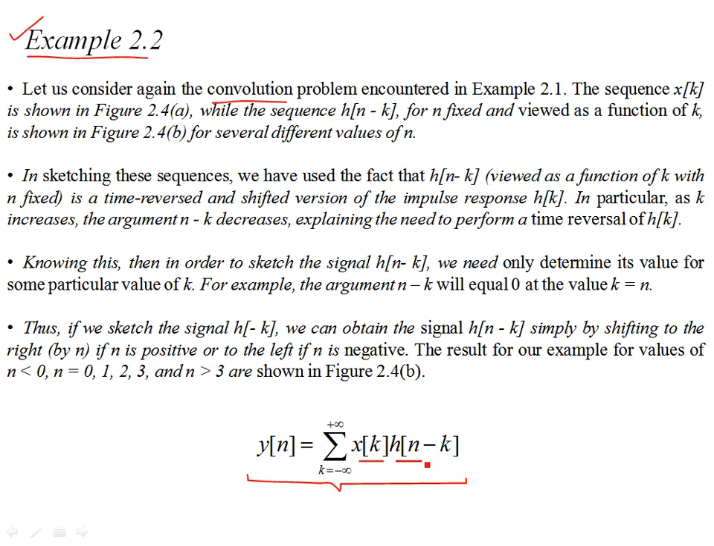So h of n is the impulse response of the system, and the x of k's are the samples of the input, which form the weights of the impulse response h of n. Now, to evaluate this convolution sum, you can do this graphically as well.